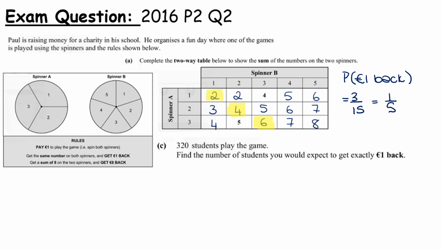So there's a 1 in 5 chance of getting €1 back, which means 1/5 of the time we would expect a student to get a euro back. So 1/5 of 320, and that would give us our 64 students. That is how we would work with that expected frequency. You may not see those words. It will be asking you something about expecting. What would we expect to happen?